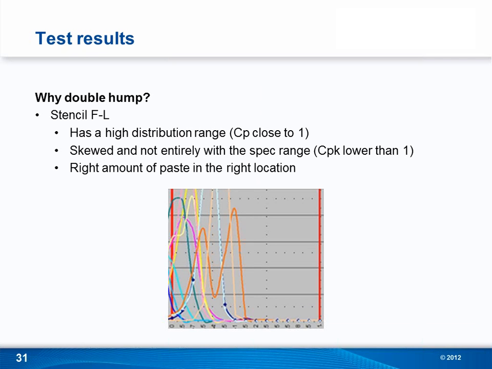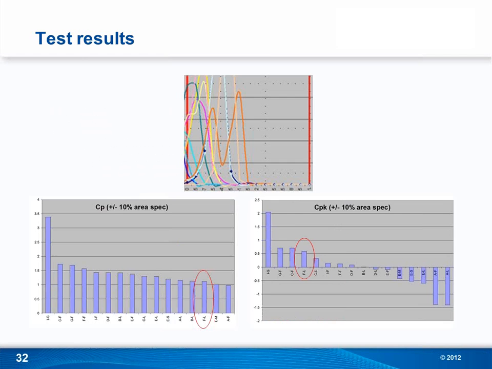So Anna, if you don't mind, I noticed back on our big chart with all the distribution for the different ones, Stencil FL actually had a double hump, and some watching today might have seen that. So how did this double hump happen? Well, first of all, it's not a bad stencil, even though it has that double hump in the distribution. The CP is 1.1, CPK is 0.6, so really most of the apertures are within the spec band. It's quite usable stencil.